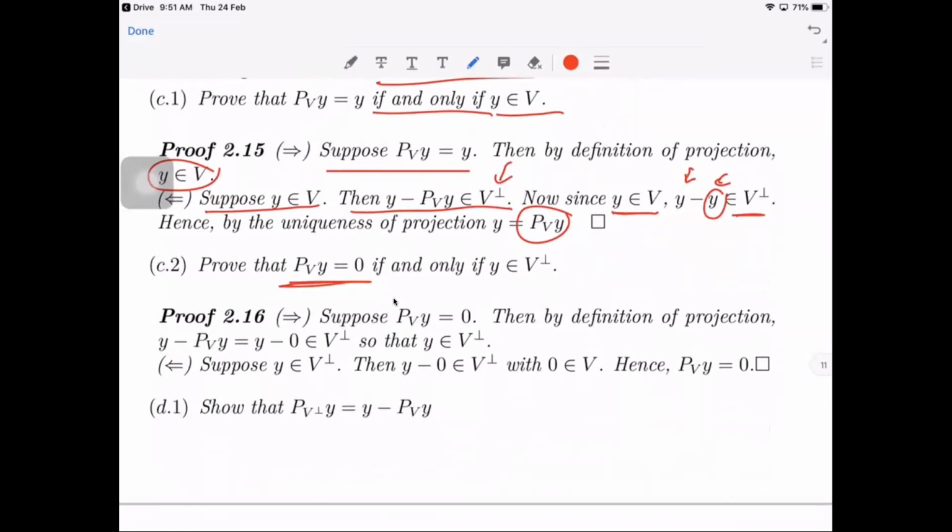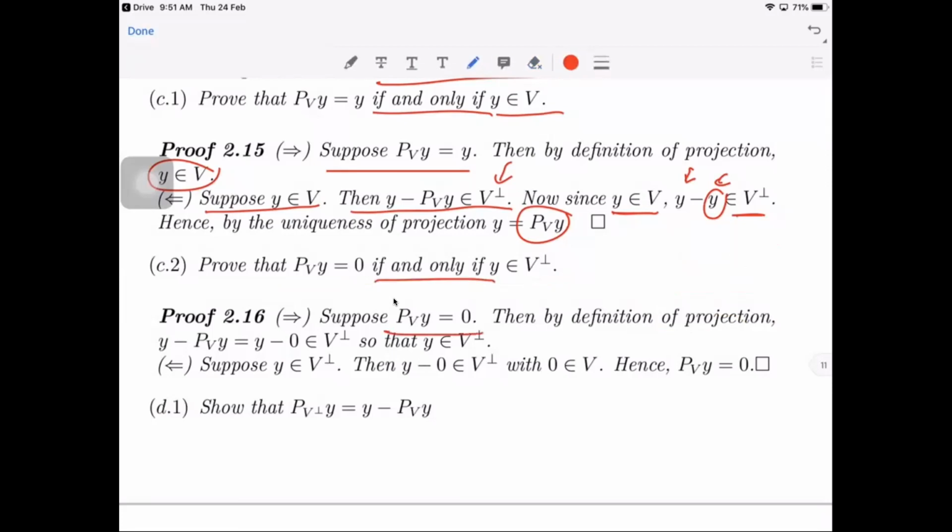If the projection of y onto V is 0, then this y is in V perp. So kung ang projection is 0, na siya din sa orthogonal complement na subspace V, no? V perp. Anyway. So how do you prove this? This is if and only if.